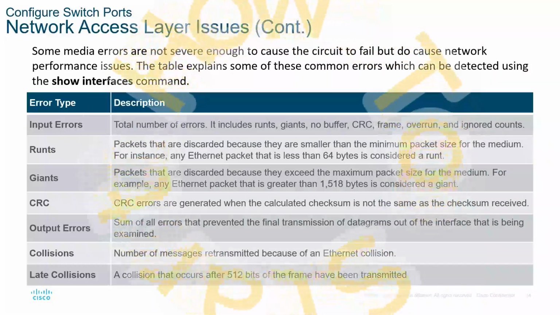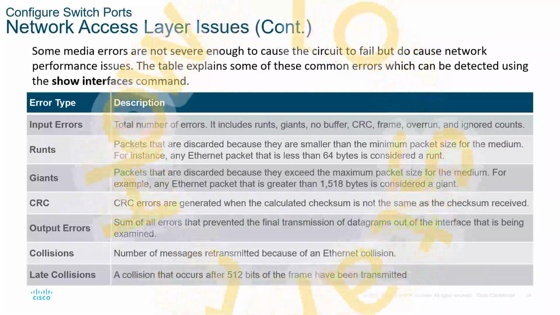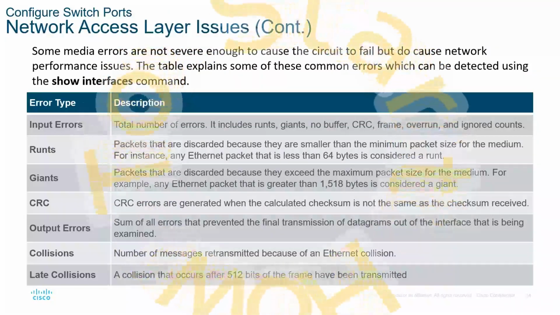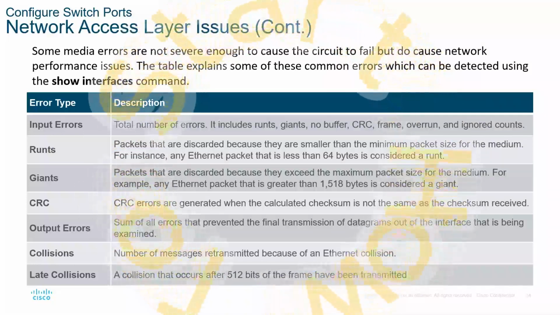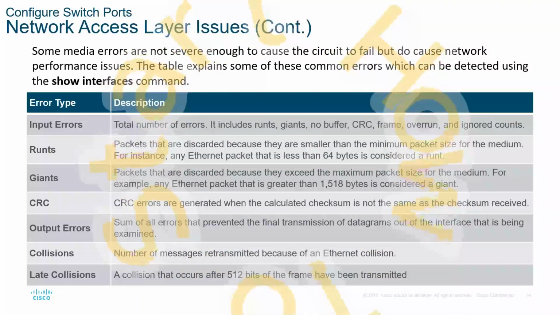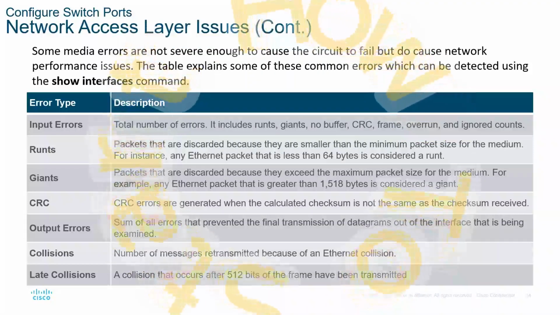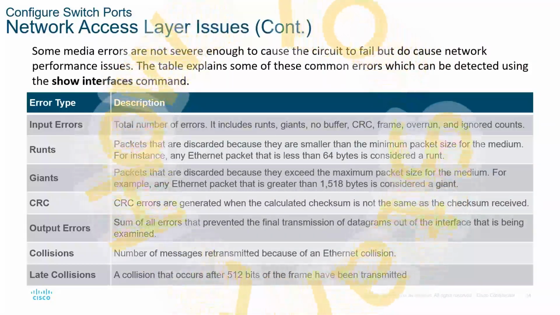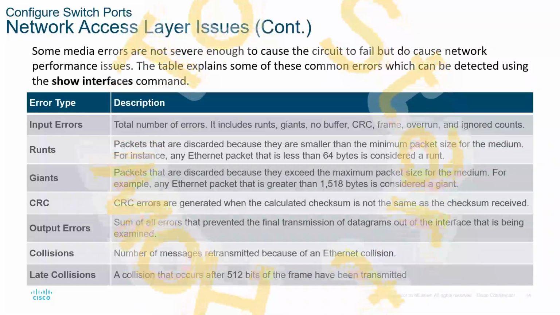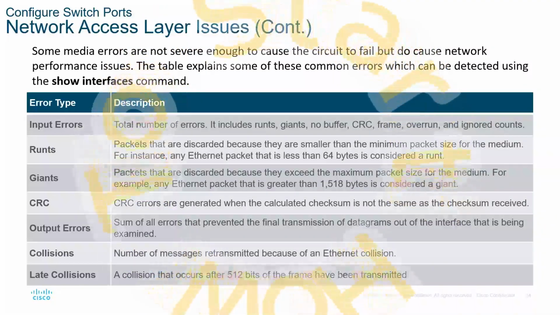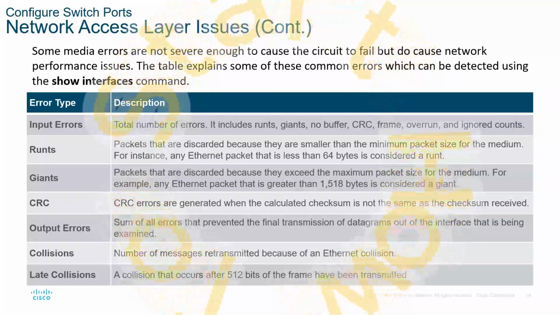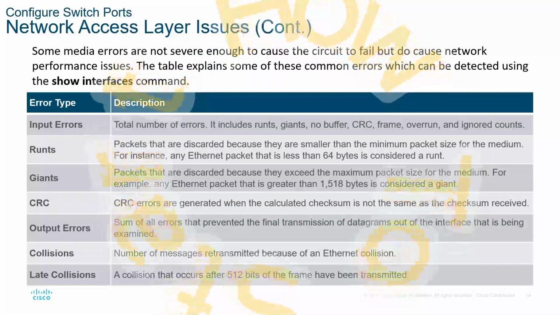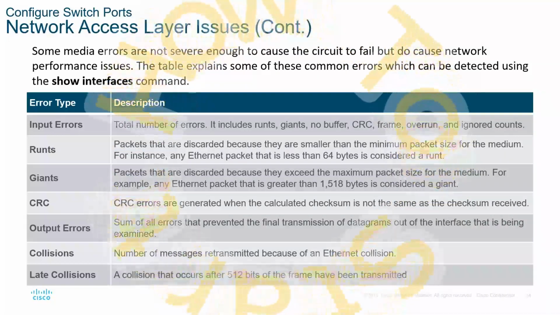We have a CRC error. Those will be how many CRC errors are generated when the calculated checksums are not the same as what's received. Output errors are the sum of all errors that prevent the final transmission of a datagram, typically a frame because we're dealing with switches, that is being examined. Collisions are the number of messages retransmitted because of a collision. And a late collision is a collision that occurs after the first 512 bits of a frame.